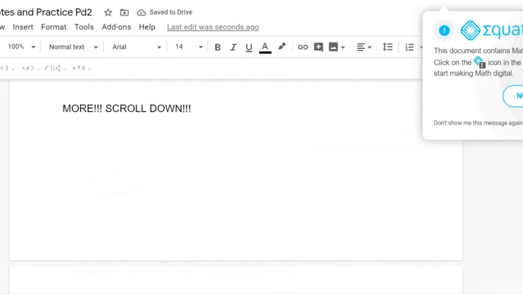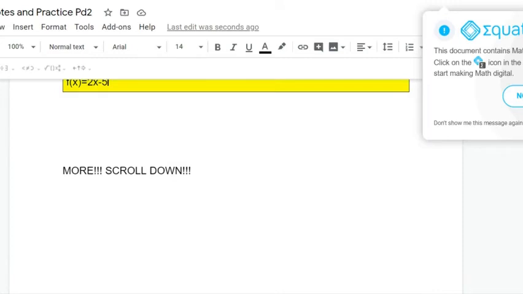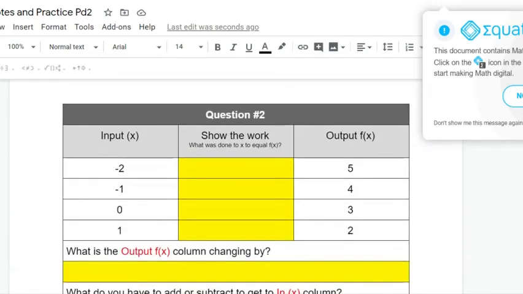A little more challenging. Please note I wrote more, so please scroll down with me. Question 2. A little more challenging because I did, in fact, give you negatives. I just think negatives are really important for us to practice, guys. So I said first step is to look at the output column. So looking at the output column, what is the first thing you notice? How is it changing? I went from 5 to 4 to 3 to 2. That's right, you went down by 1.